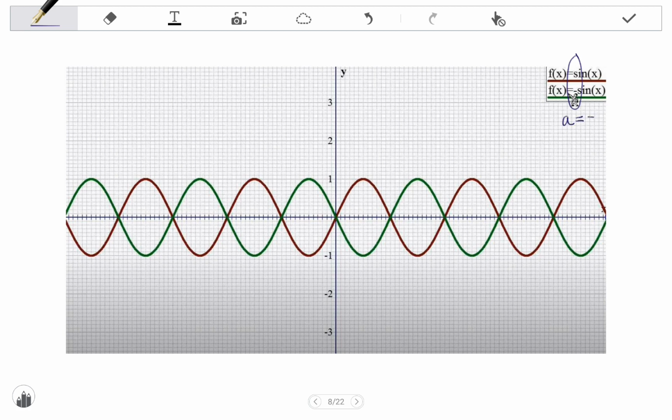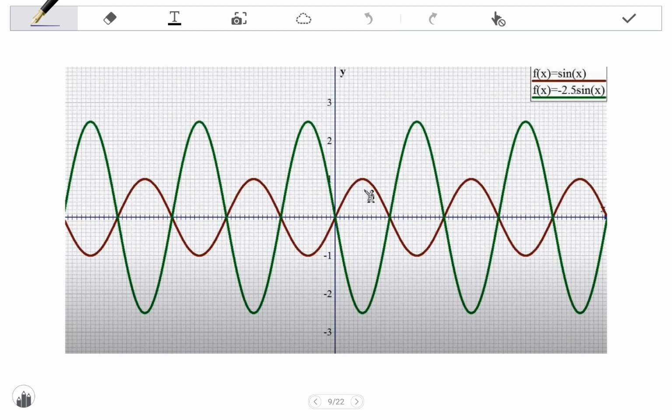So in the second graph, which is the green graph, our A value is -1. Looking at the green graph, our amplitude is still 1. So the amplitude is the positive value 1. What that negative represents is a reflection about the x-axis. And we can see that very clearly if we look at all coordinates on these two graphs.